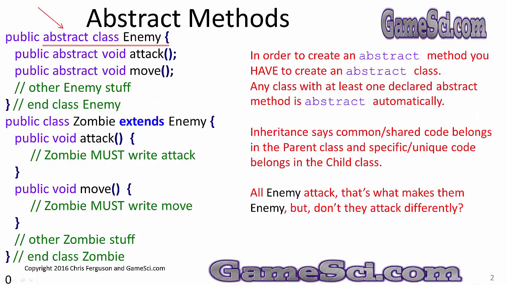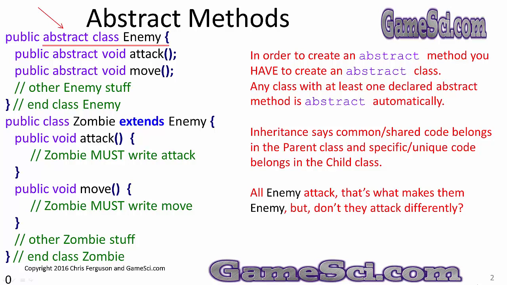So let's look at an example of building an abstract method. I'm going to build a public abstract class enemy here, and I'm going to strip out a lot of the extra code so you can just see the abstract classes and what the abstract classes do. In order to create an abstract method, you have to have an abstract class. It's a requirement. Any class with at least one declared abstract method is abstract automatically. Now we put the keyword abstract on class enemy, but the mere fact that we declare abstract methods in the class will also make it abstract.